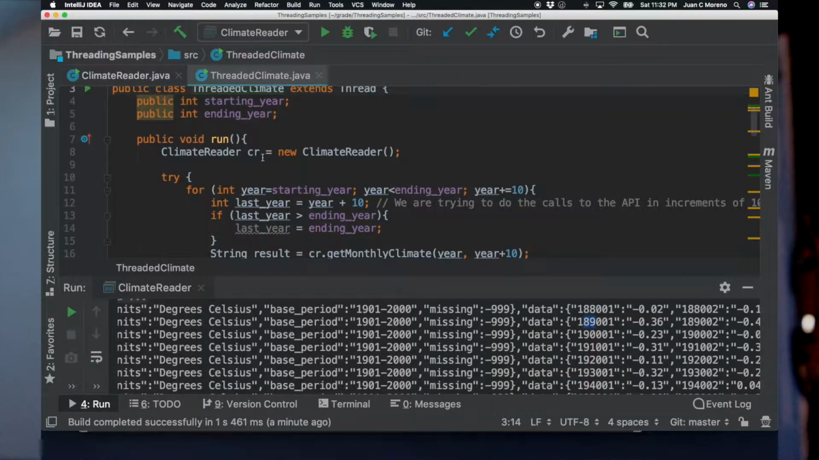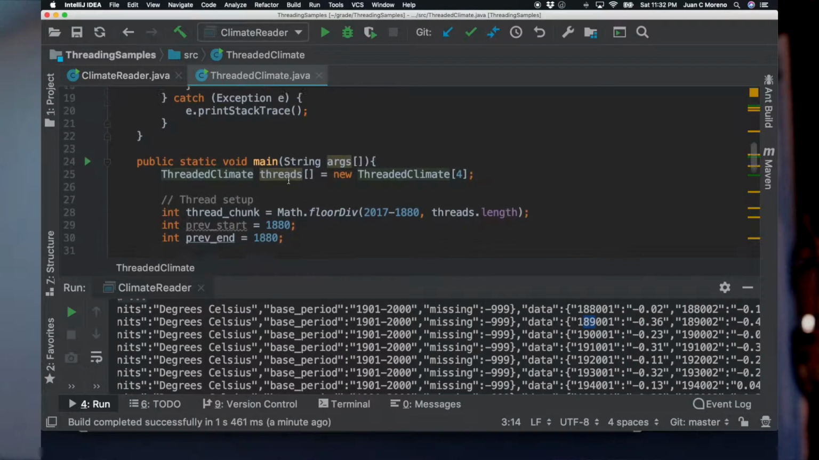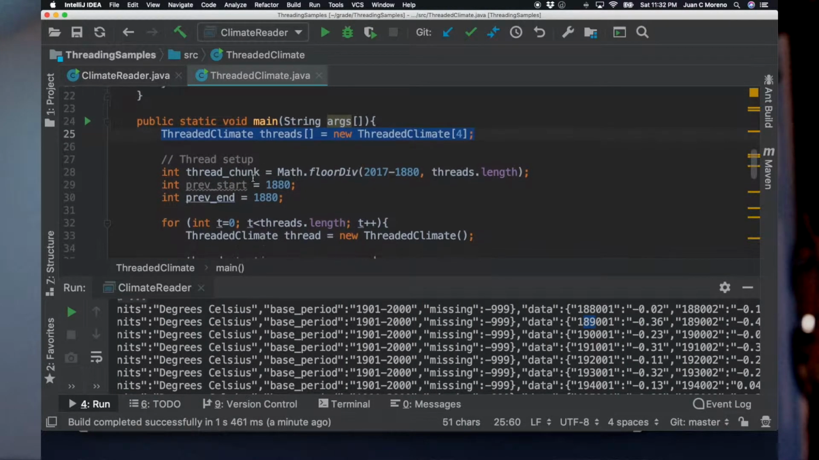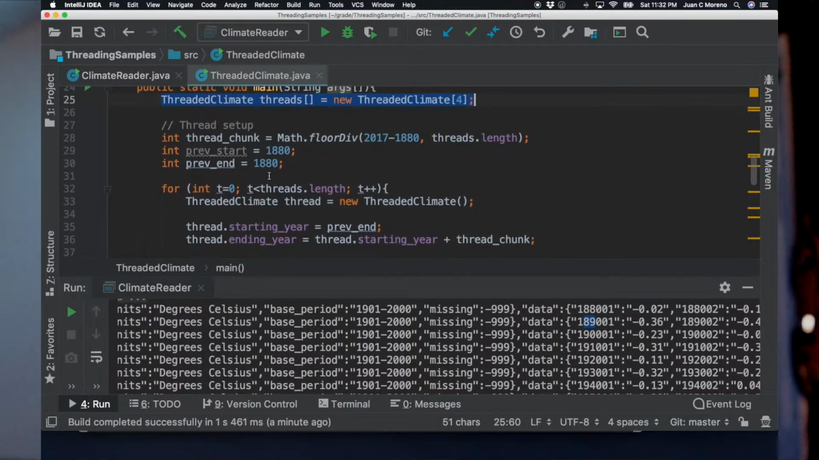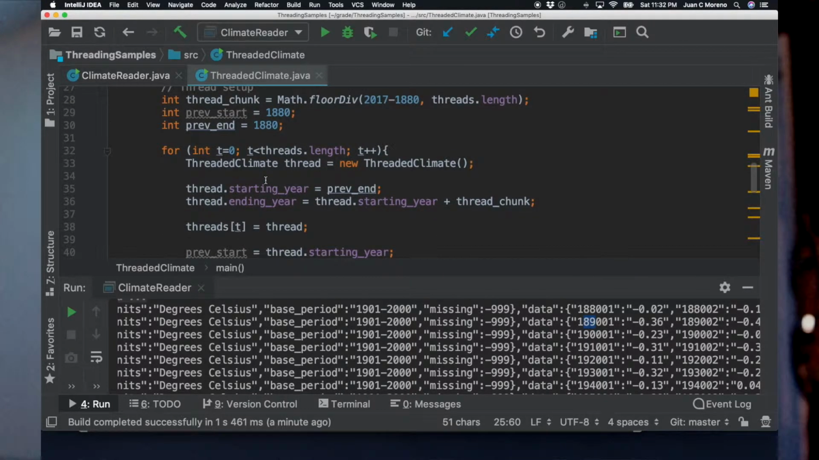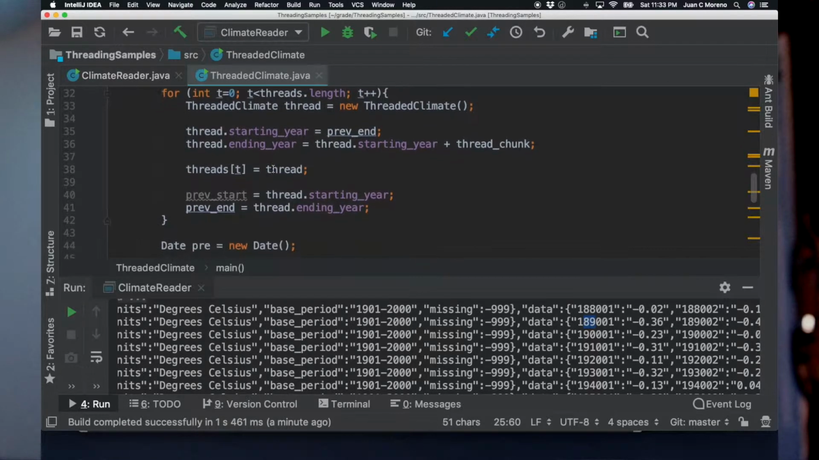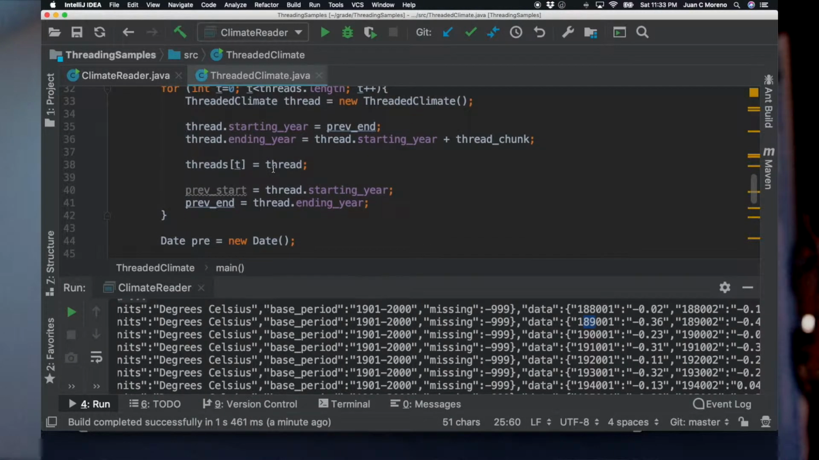What happens when we do the same function? We're doing a climate reader. It's the exact same thing, but we are doing it in parallel. We're creating 4 threads and dividing the calculation from 1880 to 2017 and assigning the work that each thread is going to have to do. And then it lets it go and calculate.